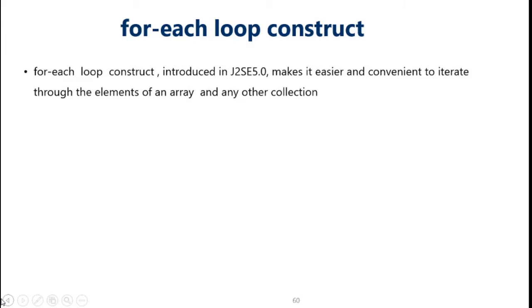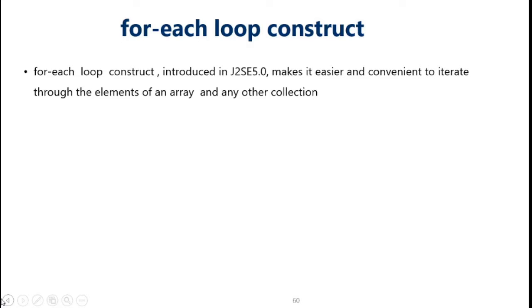Now in Java, for each loop construct was introduced in J2SE 5.0, and why was it introduced? It makes it easier and convenient to iterate through the elements of an array and any other collection. We are already familiar with the for loop. You have already studied it in C as well as in C++. For loop is also given in Java. We have already studied the example of for loop in arrays.